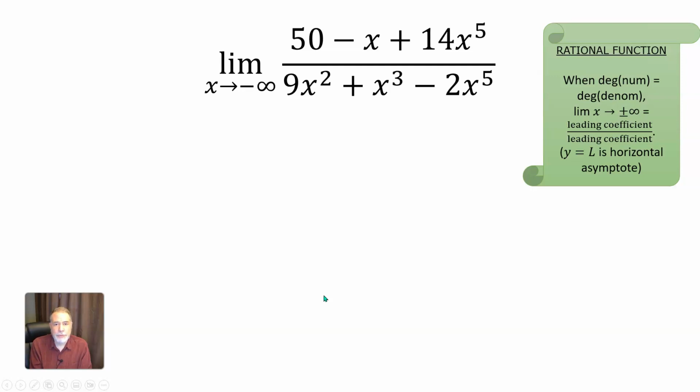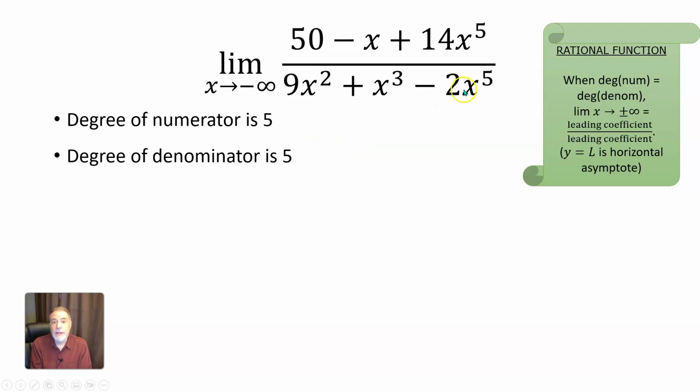Let's try another example. Taking advantage of this fact here, if we want the limit as x approaches negative infinity of 50 minus x plus 14x to the fifth over 9x squared plus x cubed minus 2x to the fifth, this is a rational function. It's got a polynomial on top over a polynomial on the bottom. The degree of the numerator is 5, because that's the highest power that x gets raised to on top. The degree of the denominator is also 5. That's the highest power that x gets raised to on the bottom.